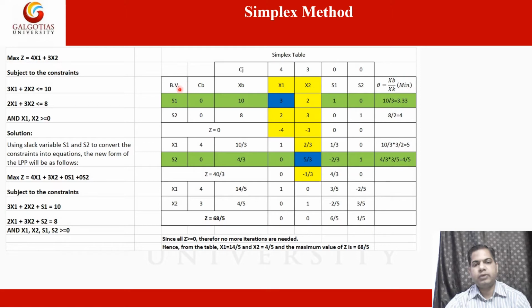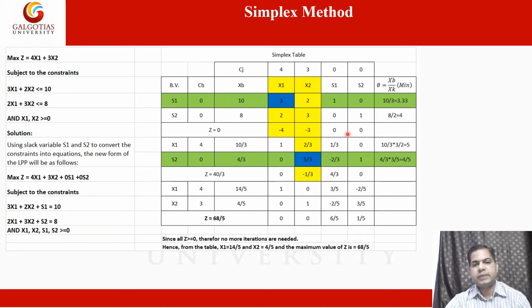So I am giving you the definition of all the column headings, so that we can understand what the BV, the CB and the CJs are. B.V. means the basic variables. The basic variables are those variables which give us the identity matrix in the simplex table. We all know that the identity matrix is of the form 1 0 0 1 for 2 by 2, and 1 0 0, 0 1 0 and 0 0 1 for the 3 by 3 form.